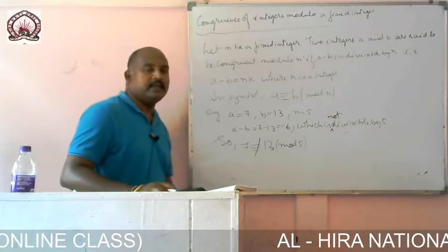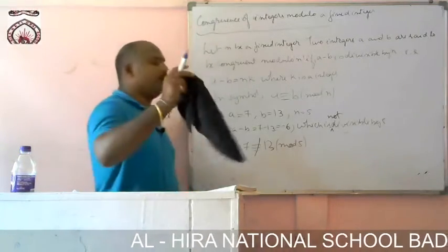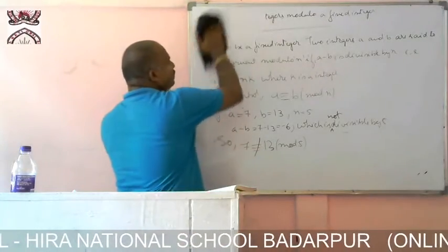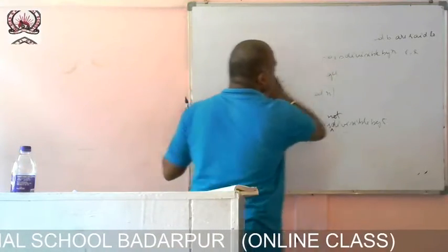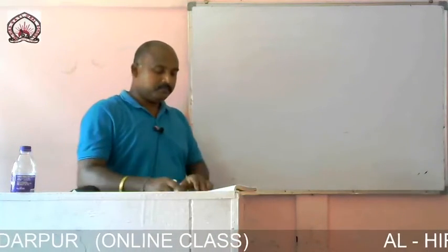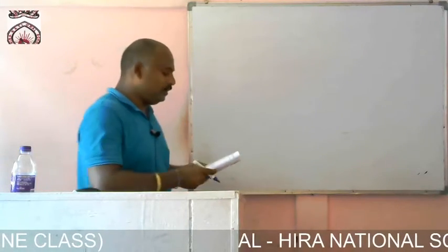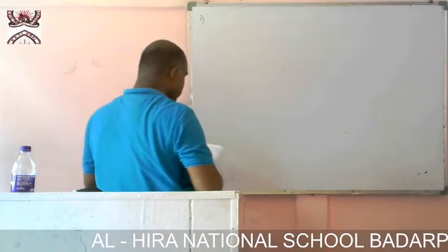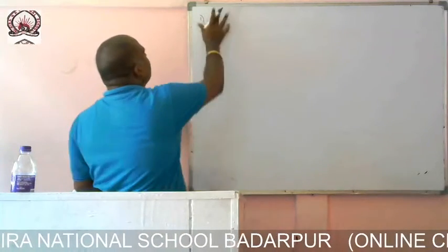Now, there are 6 properties of the modulo. We have to learn all the 6 properties of it. You have to read all the properties from the main book.